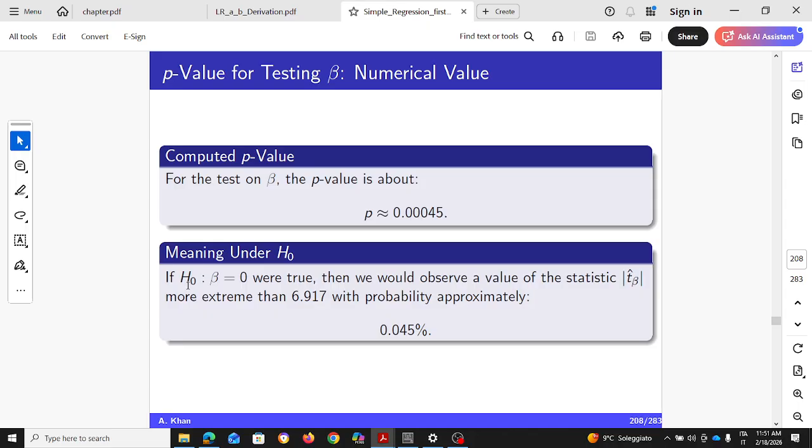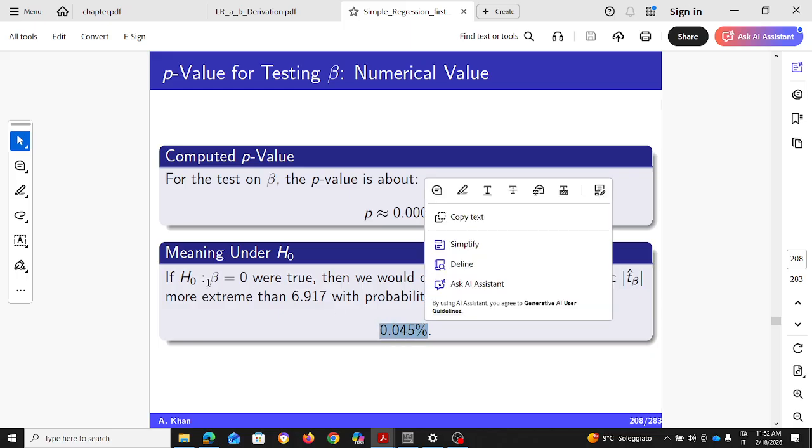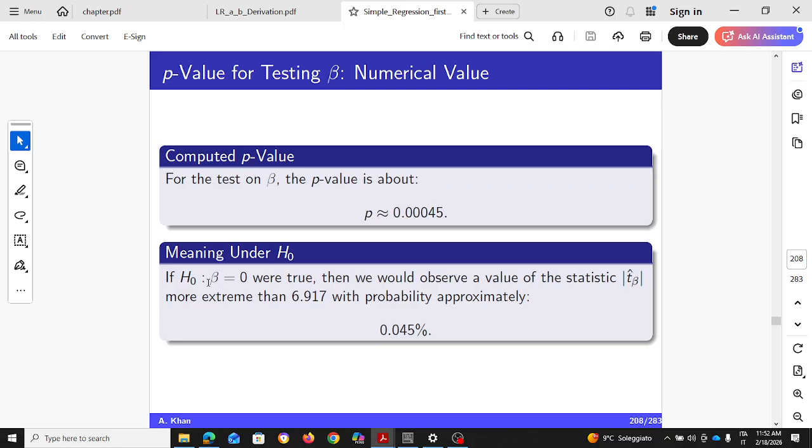Okay. If we say the null hypothesis, beta is equal to 0, if let's say this is true, then to obtain this value, its probability is 0.045%. If this was true, you're getting my point? Okay.